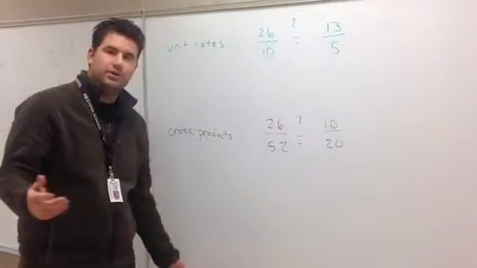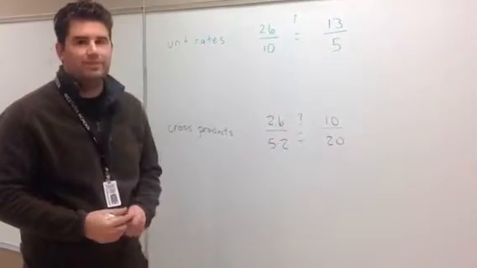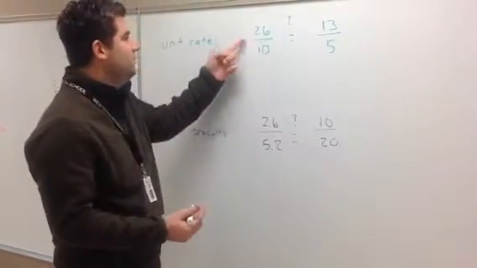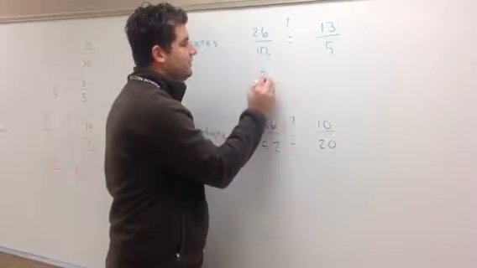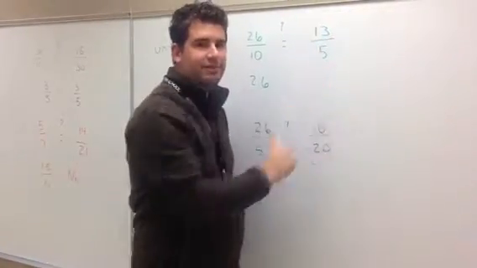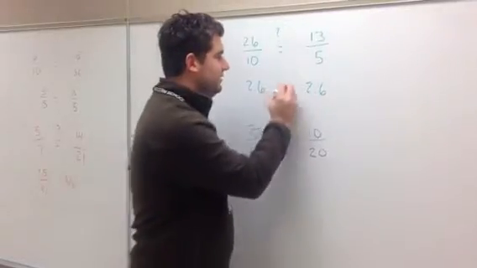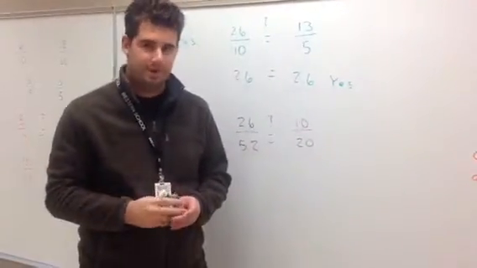A third way is unit rates. We just covered unit rates in our last section. Obviously, a unit rate, you could just do top divided by bottom. Okay, 26 divided by 10, 2.6. 13 divided by 5 is also 2.6. Yes, those are proportional. That's just a unit rate.